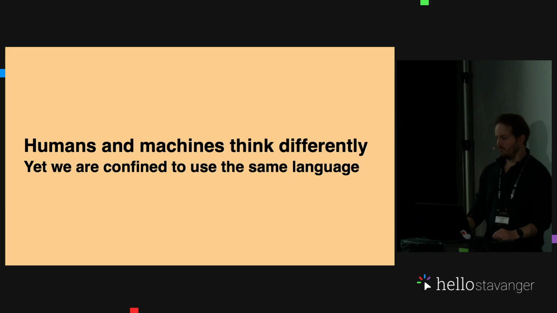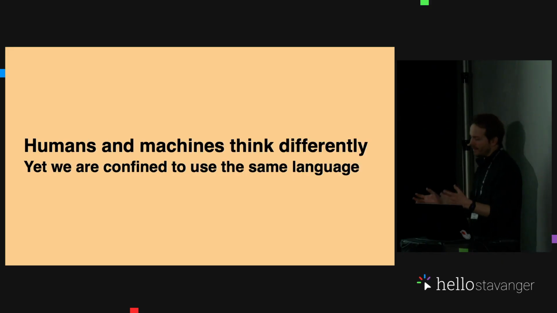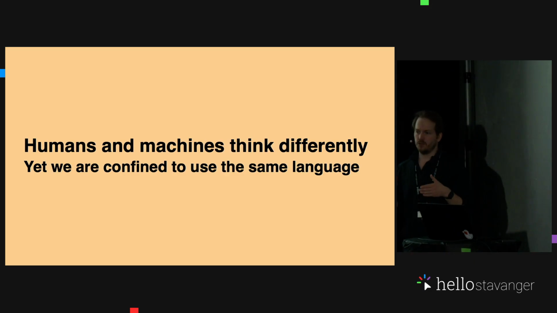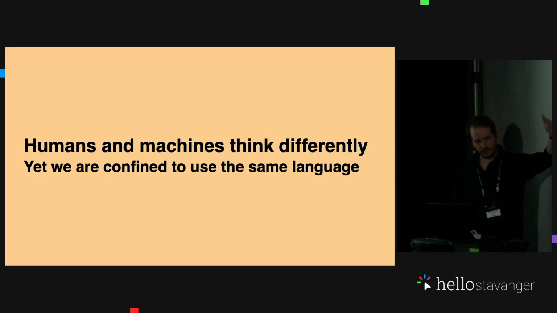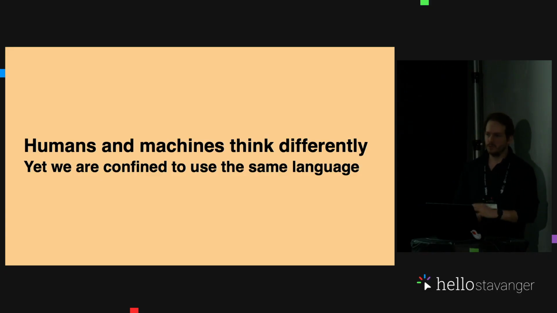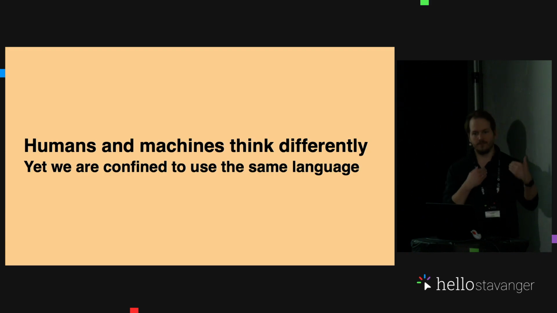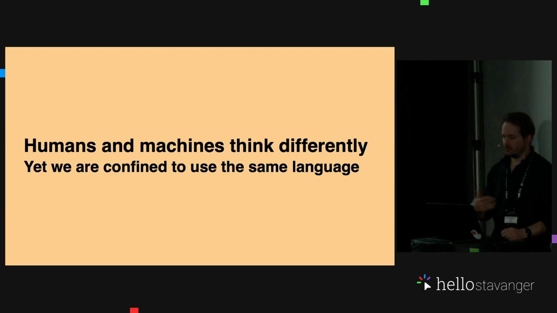So humans and machines fundamentally think in different terms, yet we are confined to use the same language. Obviously we're working in higher level languages today than assembly, but that was the starting point, and we kind of distilled languages from there. And those languages were never meant really for human consumption first and foremost. They were first designed for computers, right? How should the computer do the thing you want it to do?